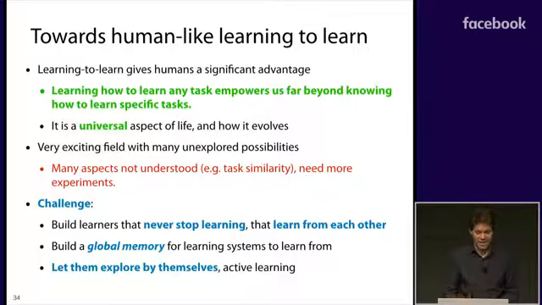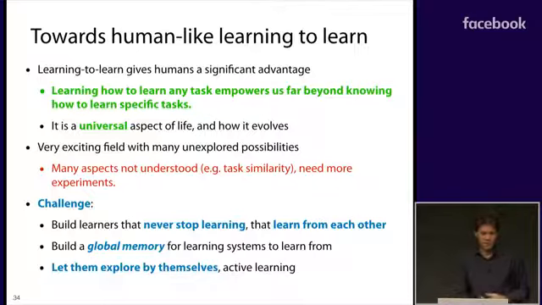It's also a universal aspect of life, not just of humans. Trees learn, the universe, well, life in general learns all the time. So it's time we understand this process. It's a very exciting field. There are many unexplored possibilities, and many aspects are completely not understood. For instance, task similarity. When can I transfer a task or a model from previous tasks to a new task? We just don't really know. Right? I think we need a lot more experiments, a lot more science going into that.